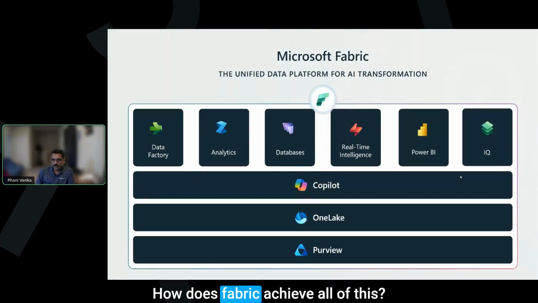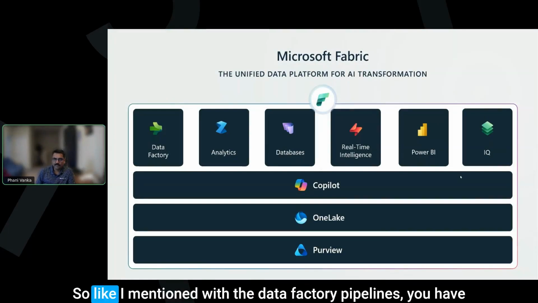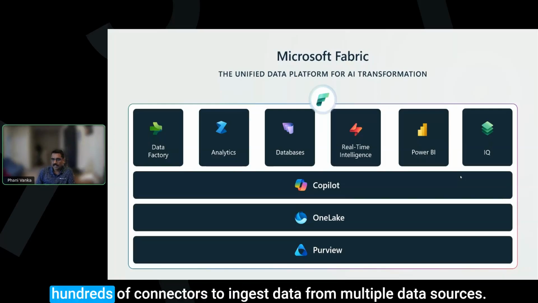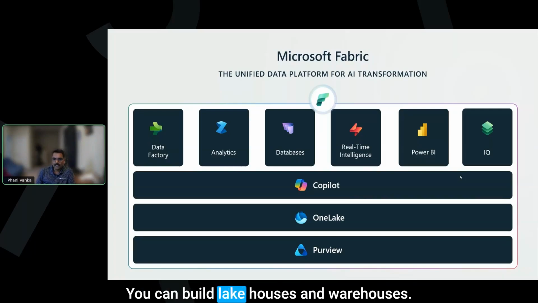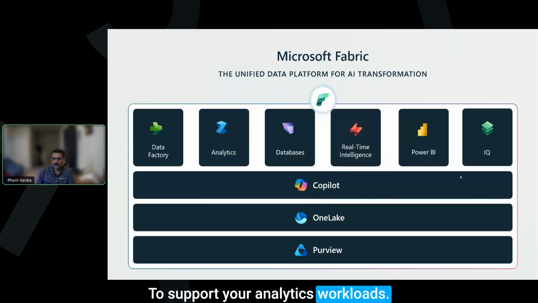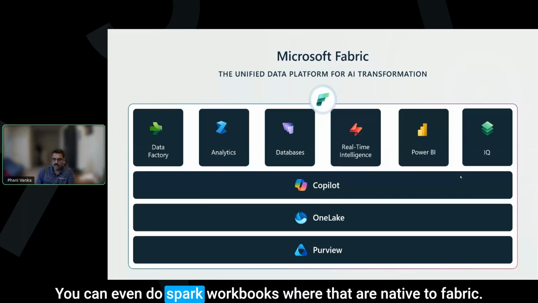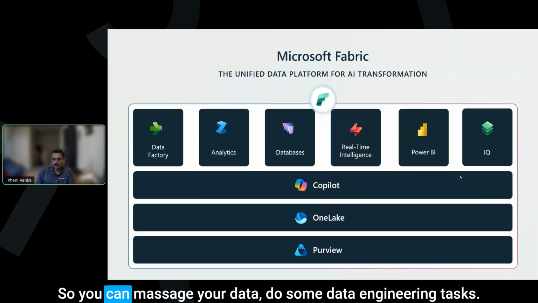How does Fabric achieve all of this? There are multiple types of workloads. Like I mentioned, with the Data Factory pipelines, you have hundreds of connectors to ingest data from multiple data sources. You can build lakehouses and warehouses to support your analytics workloads. You can even use Spark notebooks that are native to Fabric, so you can massage your data and do some data engineering tasks.